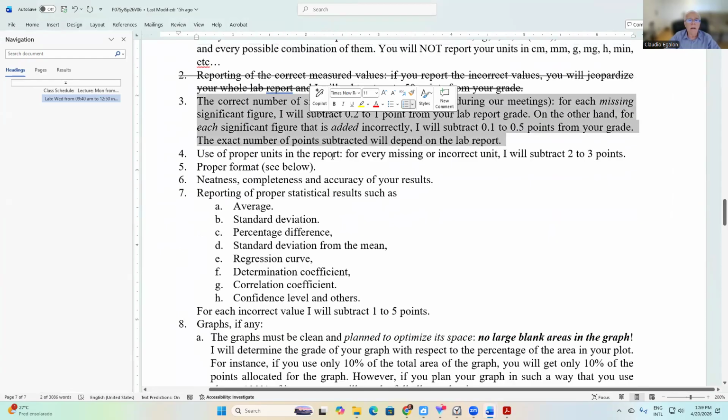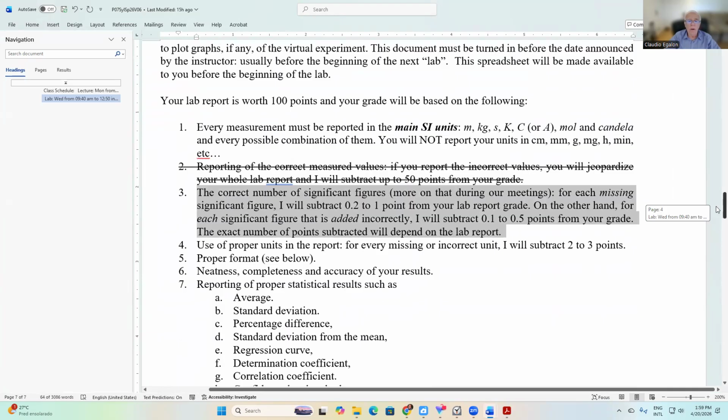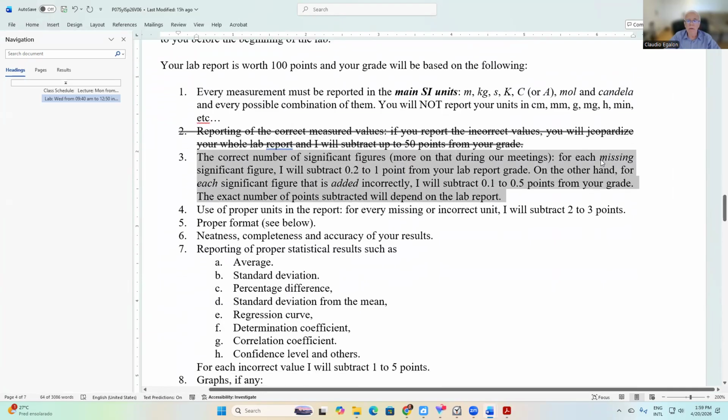Okay. Correct number of significant figures: for each missing significant figure, I will subtract 0.1 points from your lab report, right? For each significant figure that's added incorrectly, I will subtract 0.1 to 0.5. Use of proper units in the report: for every missing or incorrect unit, I will subtract 2 to 3 points. Actually, it should be 1 to 3 points here. In this report, I subtracted only 1 because we have so many significant figures in there. Let's correct that.